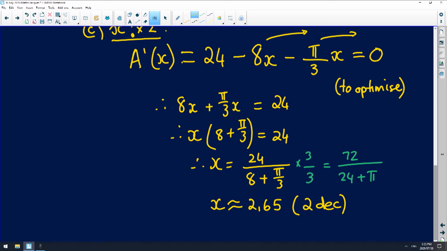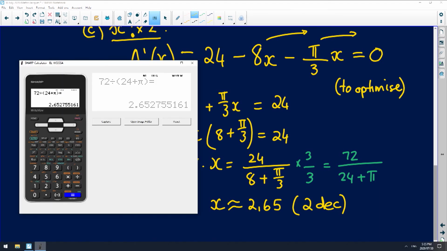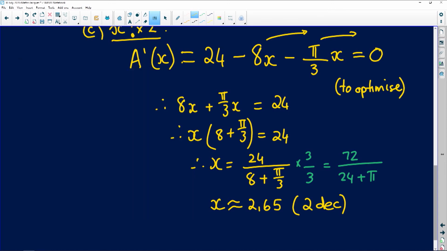Okay, now folks, all we need to do is go back to that and tell the calculator to take that and multiply it by 2. 5.3 is what I'm left with. So the base is 5.3 meters long.